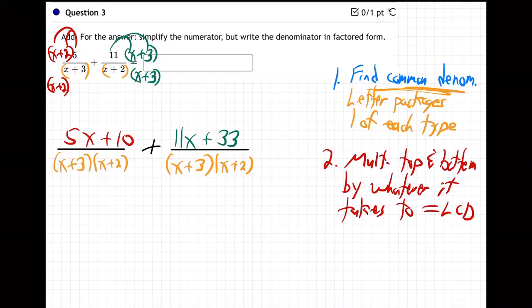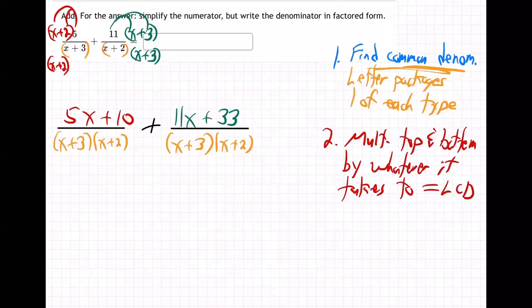What have I done so far? First step when you want to add fractions or subtract them is you got to get a common denominator. So to get a common denominator, you've got to take one of each type of letter package on the bottom. So you got the x plus 3 and the x plus 2. Got to have both of those. That's going to become the common denominator. And then, step 2, multiply top and bottom to make them have that common denominator. I go back to this guy and say, oh, he's got to be multiplied top and bottom by x plus 2 to make his denominator have both. And the other guy's got to be multiplied top and bottom by x plus 3 to make his denominator have both.